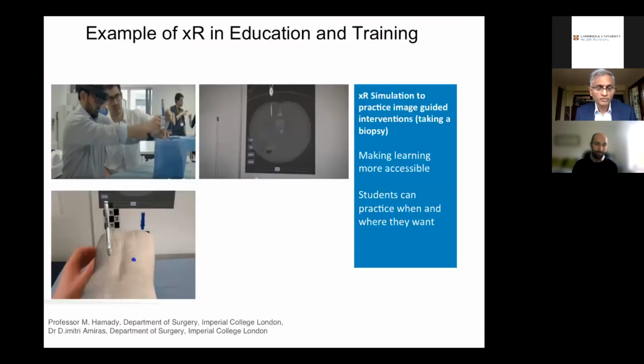Our colleagues in Imperial have used this technology to set up a biopsy intervention simulation where the biopsy needle can be traced through the CT scan that's already overlaid, and as the needle goes in, the HoloLens can actually track where that needle is. So it allows learning for practical procedures. The setup is always there, so someone can come and use it whenever they are available.